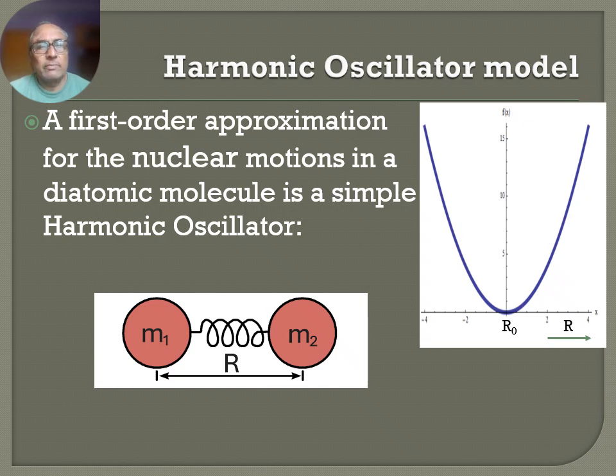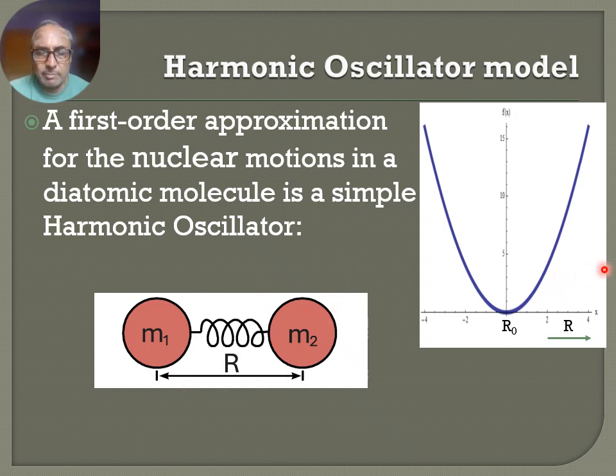Hello. Thus far we have been talking mainly about the electronic problem. But what about the equations of motion for the nuclei? Well, if we take a diatomic molecule, the first order approximation for a diatomic molecule is a simple harmonic oscillator, that is a pair of balls connected by a spring, as shown here.